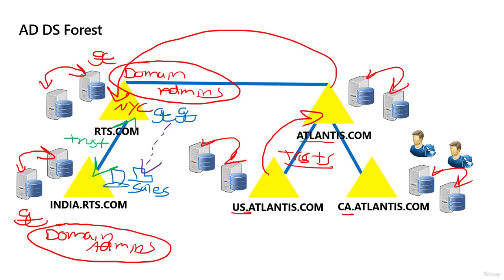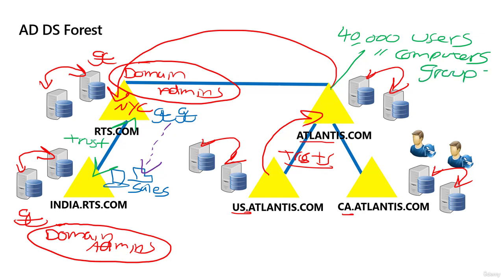Now, this brings up the question, why would I ever do this? Let's say in Atlantis.com, you have 40,000 users. And if you have 40,000 users, you're probably going to have about 40,000 computers. And you have groups and all these other types of objects that exist. I don't want to replicate that to India if I'm in Atlantis. I don't want to replicate that to Canada. So what we can do is say, this only replicates within that Atlantis domain.